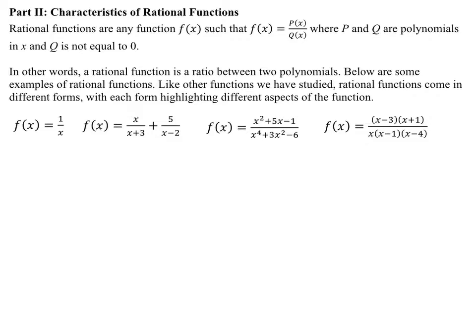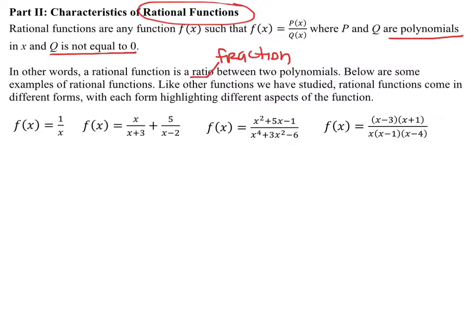So this kind of function is what is called a rational function. The definition of a rational function is it's any function such that f of x equals p of x over q of x, where P and Q are polynomials and Q of X is not equal to 0. So in other words, a rational function is a ratio between two polynomial functions or a fraction.